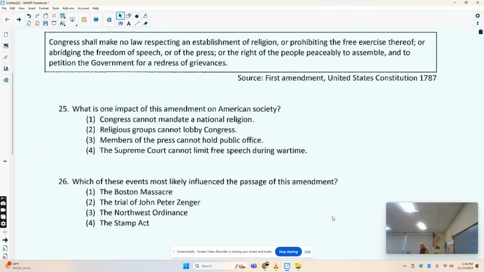Elimination. Okay? Elimination. These strategies will help you. You know it's not the Boston Massacre. You know it's not the Stamp Act. And we left it down to two, and we were able to come up with John Peter Zenger. So that is the Regents Review question for today.